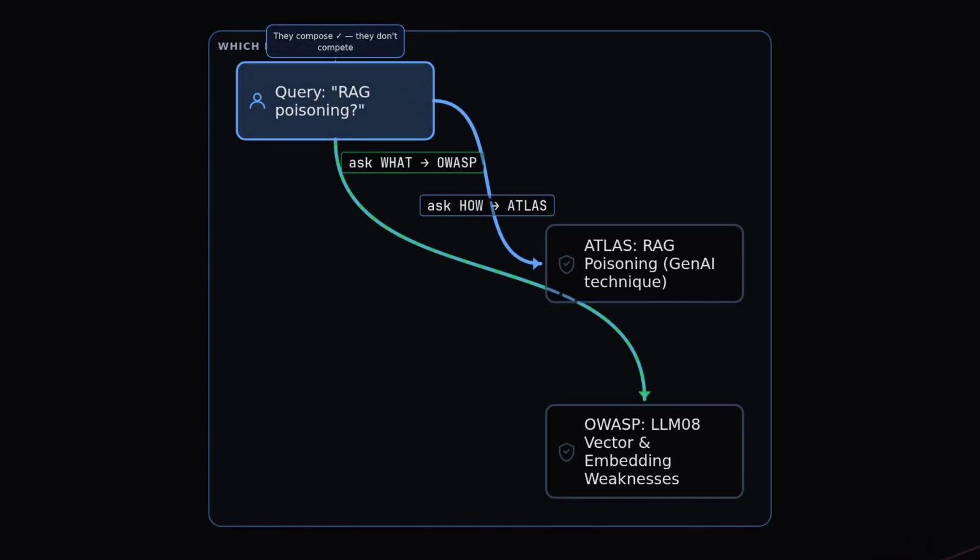1 query, RAG poisoning, route it. To Atlas it resolves as a GenAI technique. To OWASP it resolves as LLM08 vector and embedding weaknesses. Both light up green. Ask how, Atlas. Ask what, OWASP. They layer.